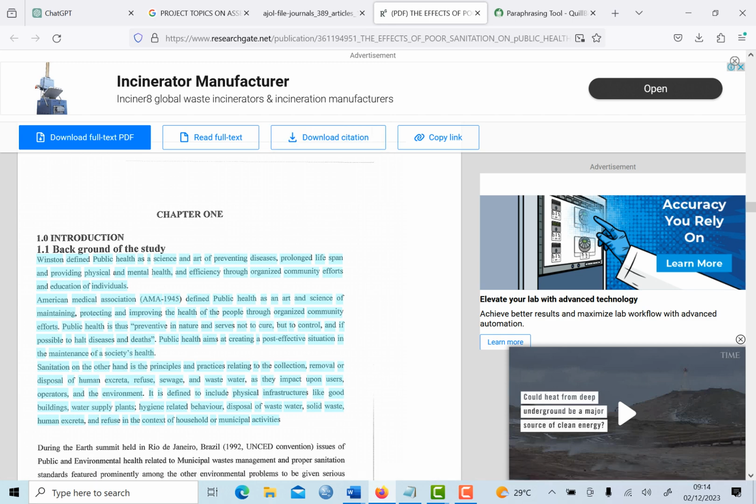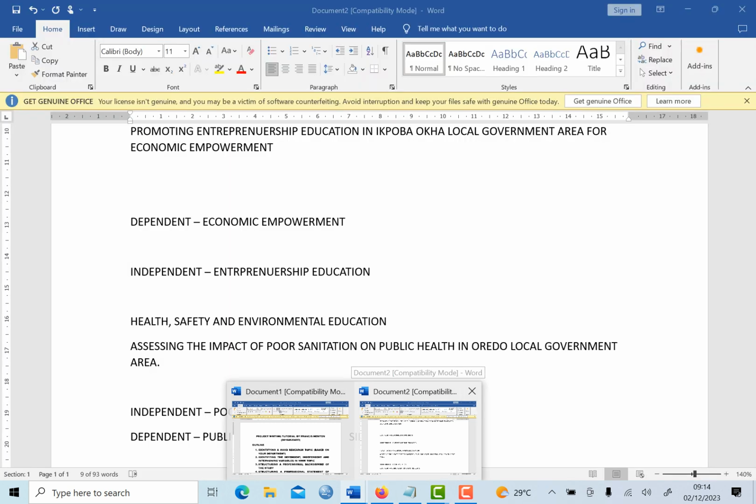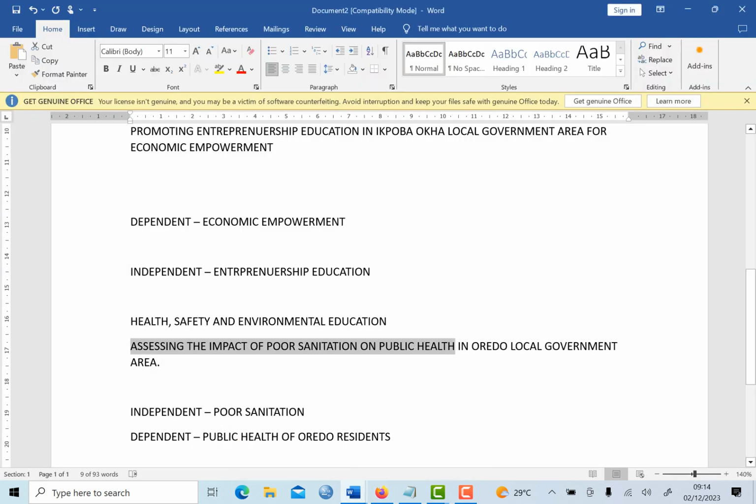As you can see, this article is just what we need. Assessing the impact of poor sanitation on public health in Orede local government area. Independent: poor sanitation. Public health is dependent.